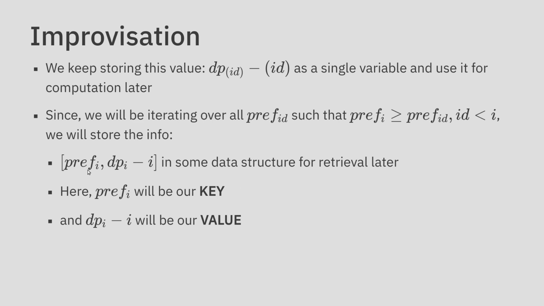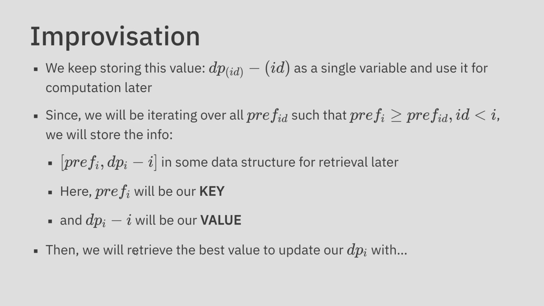So let's store it in some data structure such that the keys will be prefix of I and the values will be dp of I minus I, and let's try to implement it now. Basically, once we have completed the dp of I, we need to again push that key and corresponding value into our data structure so that it will be used for the later indices.